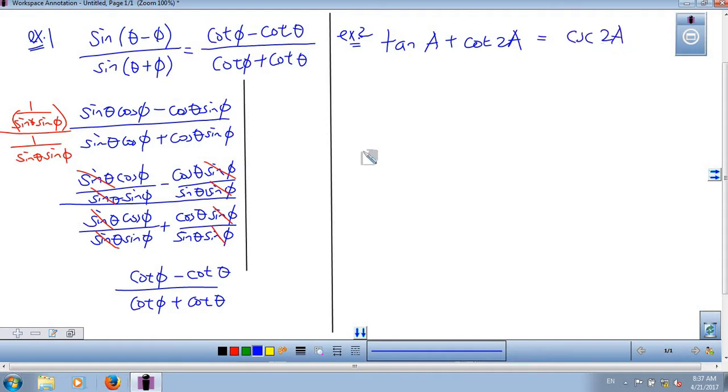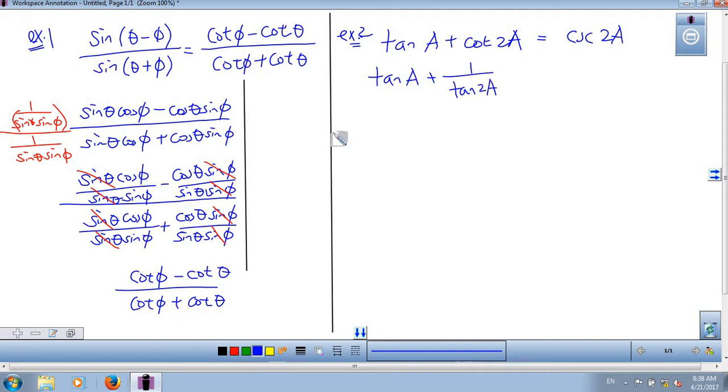Alright, so as you can see now, this one involves a double angle formula. Now we're going to start from the left hand side, since the left hand side is more complicated. Tangent A and cotangent 2A. We have not talked about the double angle formula for cotangent, because this is simply the reciprocal of tangent of 2A. So we're going to use this to start off.